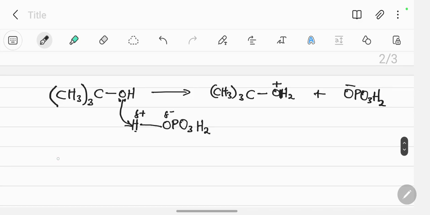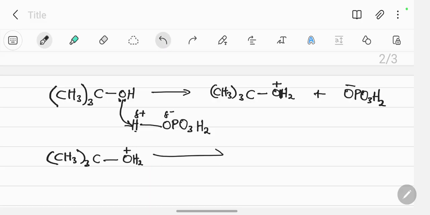Now, after getting this, remember we have a positive charge there. So, with this positive charge, (CH3)3C OH2 plus is going to undergo partial ionization or dissociation. So this shows that the reaction is reversible. (CH3)3C plus water.